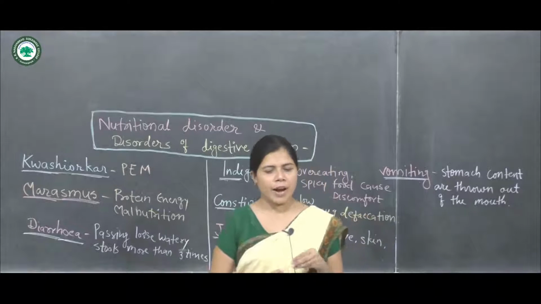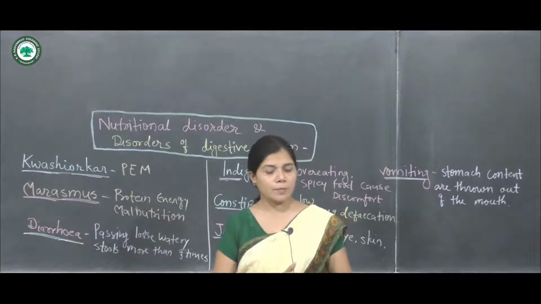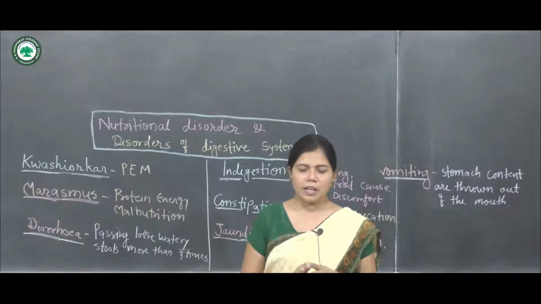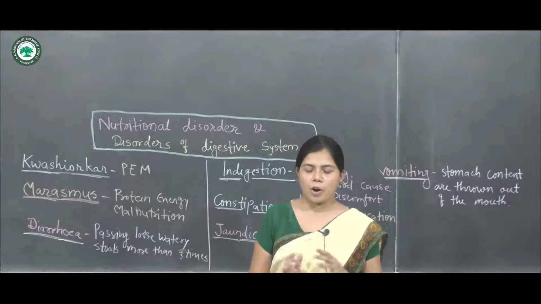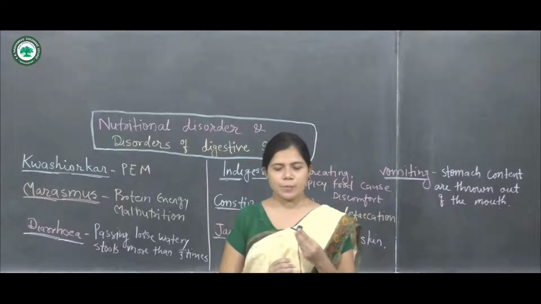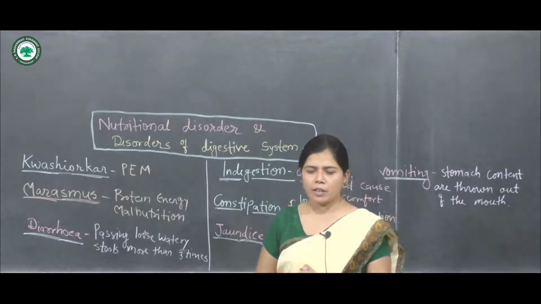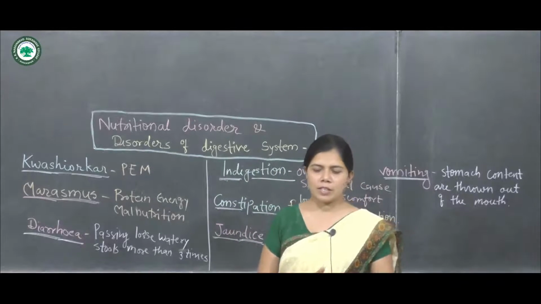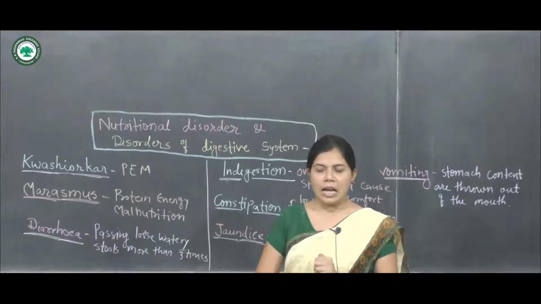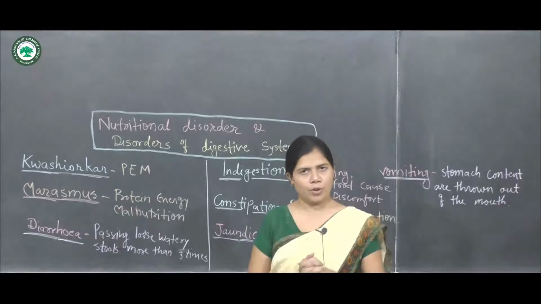Again, the ribs become prominent, the limbs become thin, and the skin becomes dry, thin and wrinkled. Again, there is loss of weight, and digestion and absorption of food stop due to atrophy of the digestive glands, and there is no oedema.